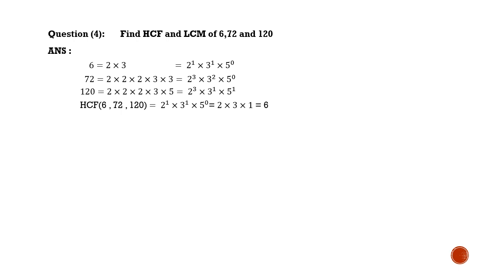Now to find out their LCM, what will we do? Simply we will take the multiplication of the prime factors with the highest powers. So rather than taking lowest powers, we are going to take highest powers now. So that will be 2 raised to 3 into 3 square into 5 raised to 1, which will be 8 into 9 into 5, which is nothing but 360, which is LCM of the given 3 numbers. So in this way we can find out HCF and LCM of 3 numbers.